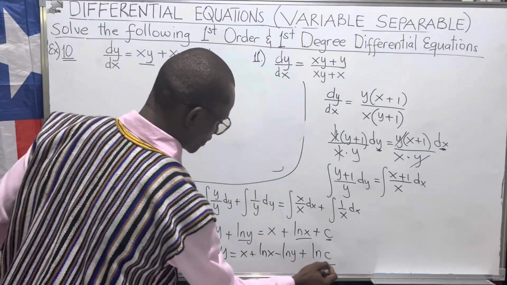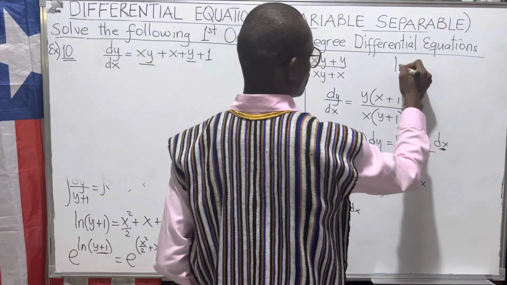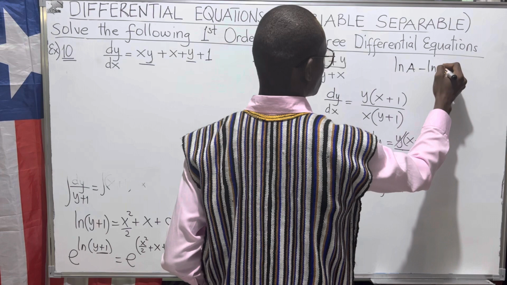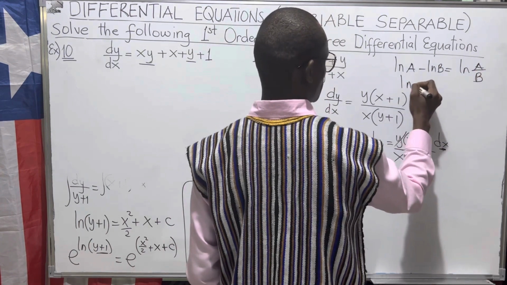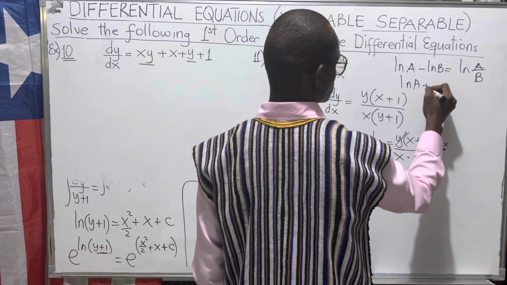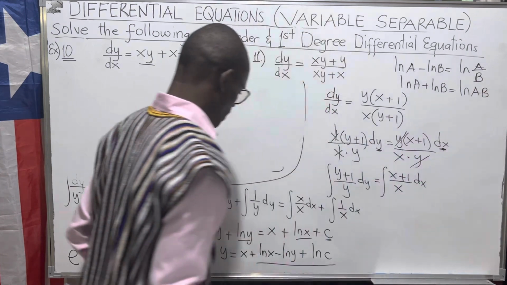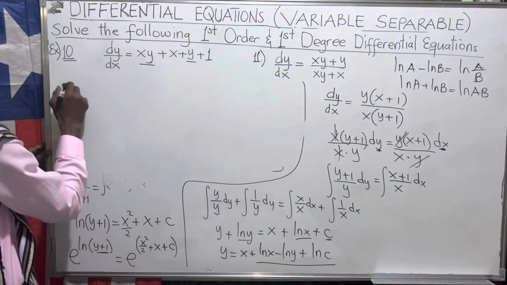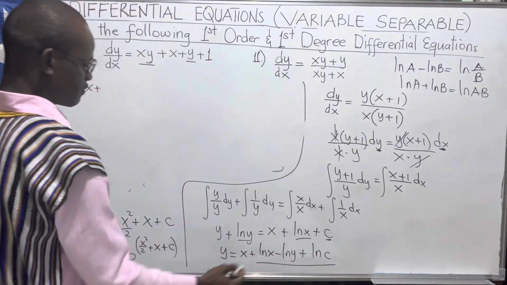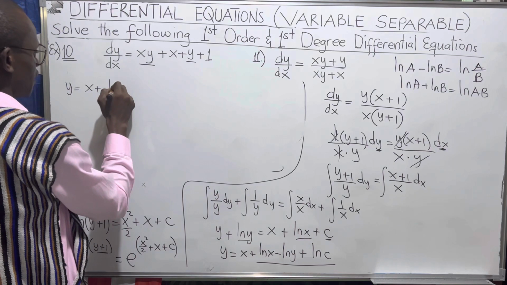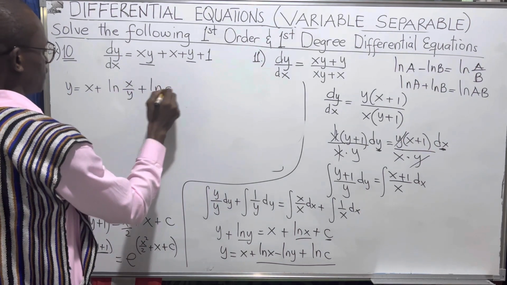So we can bring in the properties now. So we know the ln of a minus the ln of b is equal to the ln of a over b. And the ln of a plus ln of b is equal to the ln of ab. So we can try to bring in those properties. So for the first two, y equals x plus ln of x minus ln of y is equal to the ln of x all over y plus the ln of c.